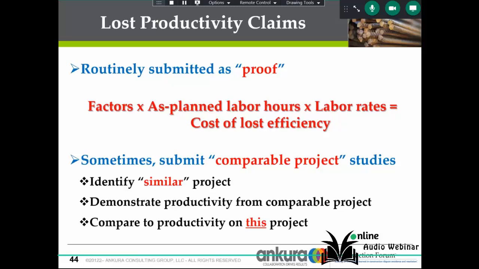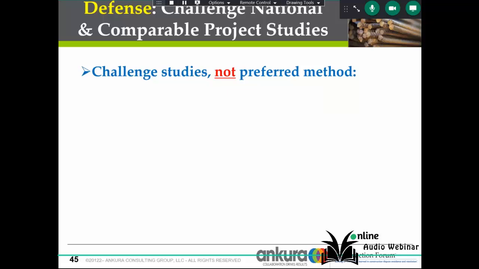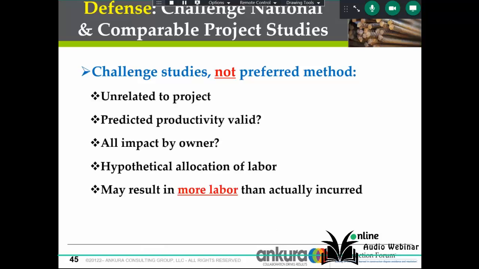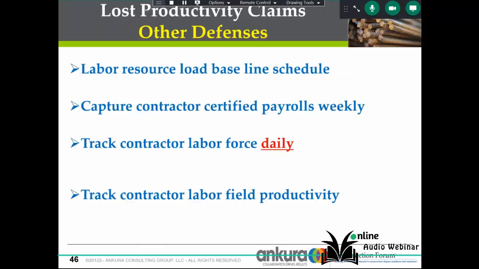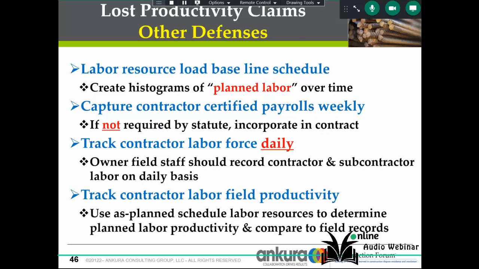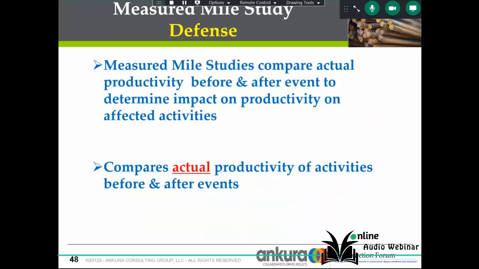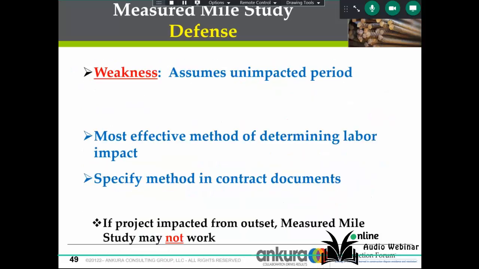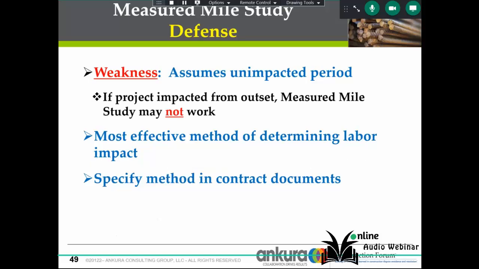Sometimes they use comparable project studies. It identifies a similar project. Challenge the studies. They're not the preferred method. This is a defense. It's unrelated to this project. Other defenses: labor resource load, the baseline schedule. This is going to cause a 90-day delay, but it's all because you don't have enough guys. Measured mile studies for lost productivity are the gold standard. Now, the weakness, and there is one, it assumes an unimpacted period.